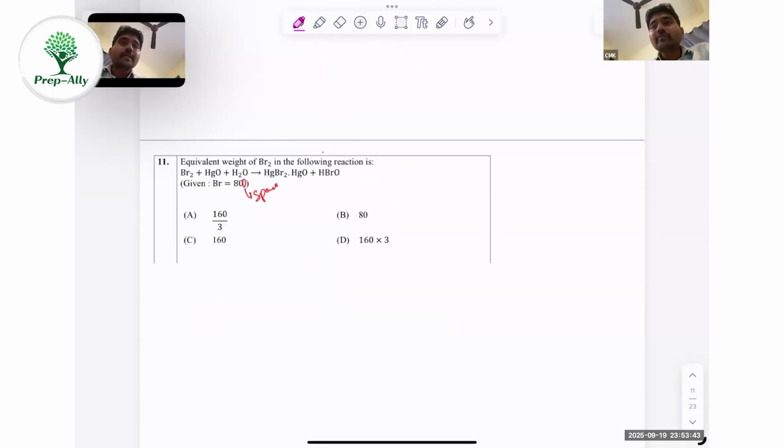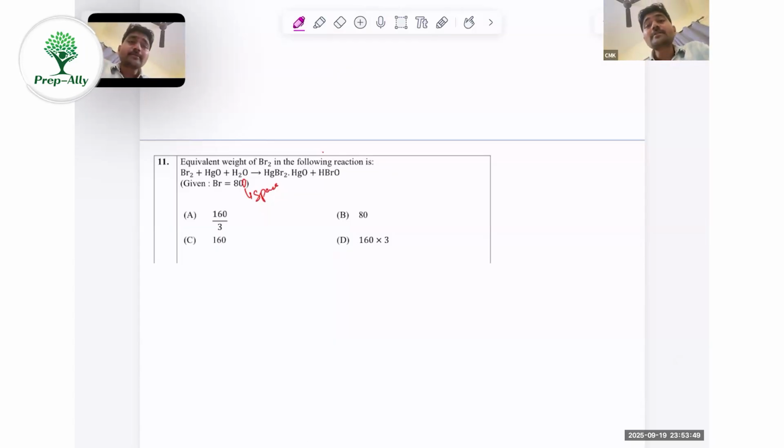The next question: equivalent weight of bromine in the following reaction. So bromine's oxidation number here is 0. In HBr, bromine is in -1 oxidation state. Here oxygen is -2, hydrogen +1, bromine +1. So bromine goes to -1 and +1 from 0. What do we call it when the same molecule, atom or ion is getting oxidized and reduced simultaneously? Those kinds of reactions we call disproportionation reactions.